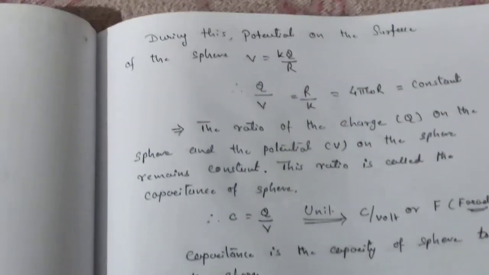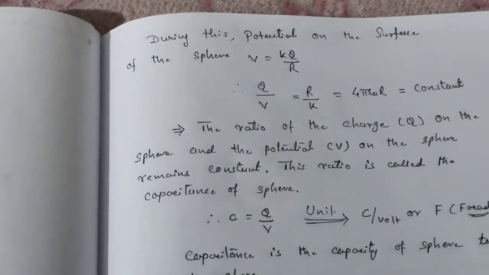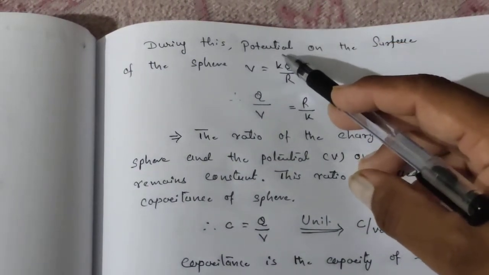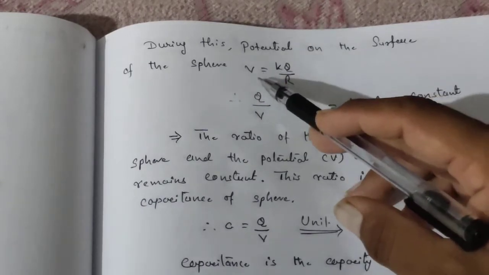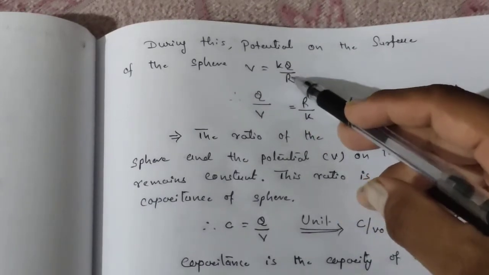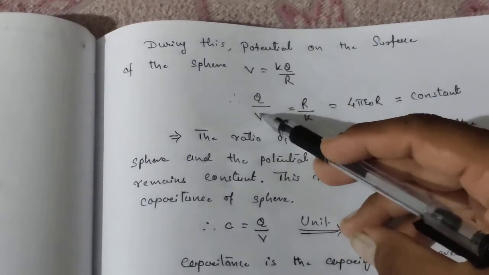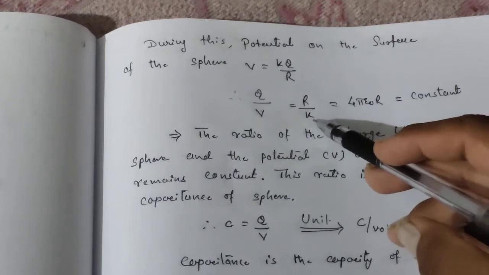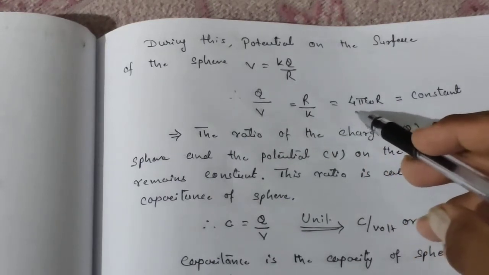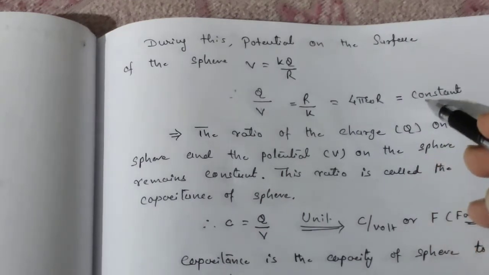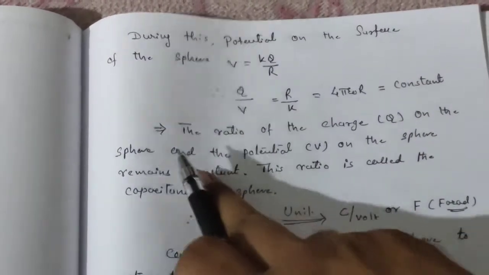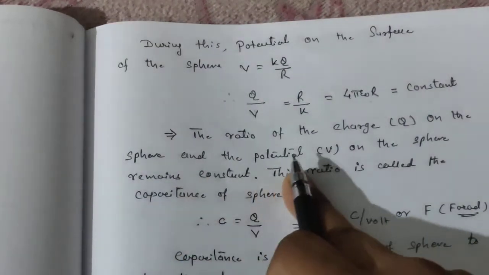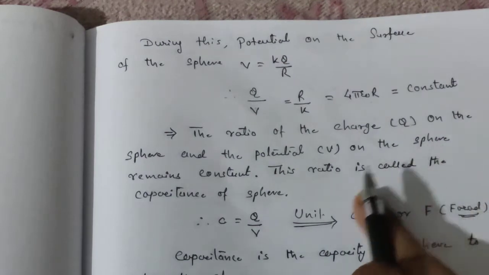Now see, at present let us consider that only q amount of charge is deposited. In that case, since we have a single sphere, the electric potential for a single sphere is V equal to kq upon r. Therefore q upon V equal to r upon k. Just put the value of 1 upon 4 pi epsilon naught for k, and we get 4 pi epsilon naught into r, which is constant. Okay, so the ratio of charge on the sphere and the electric potential on the sphere remains constant.